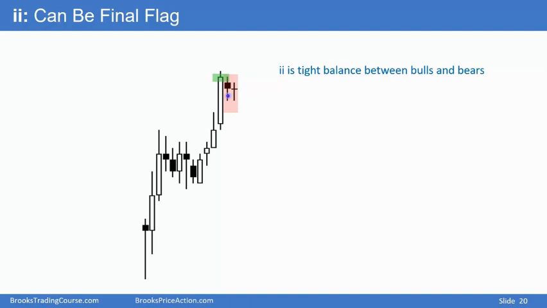This II represents balance, bulls and bears balanced. If the market gets away from that balanced area, it might come right back to it, and therefore it could be a final bull flag. Remember, we got a bull trend and we have an area of balance, and it could be the final bull flag. If the market breaks to the upside, it can come back down.